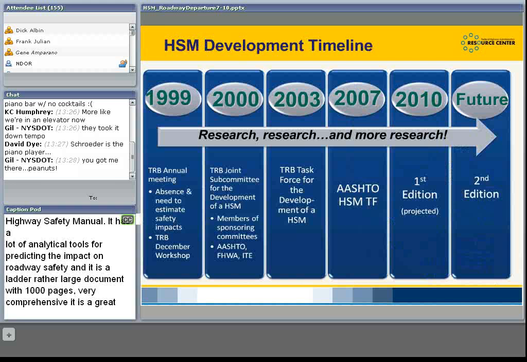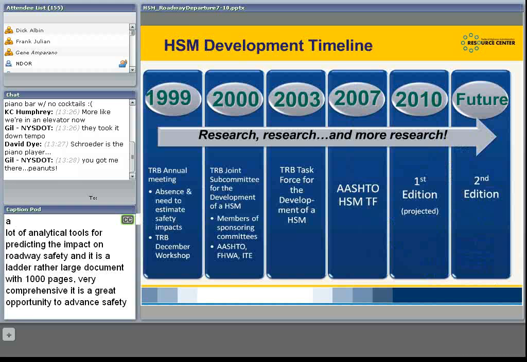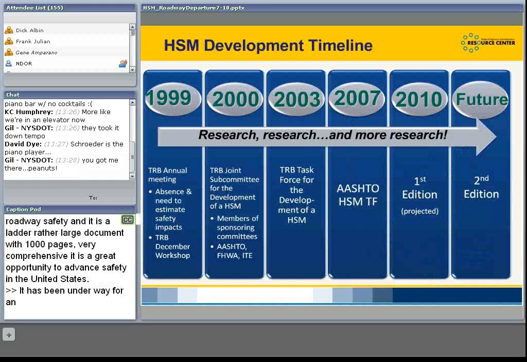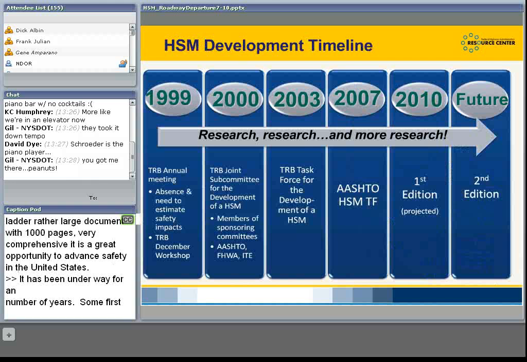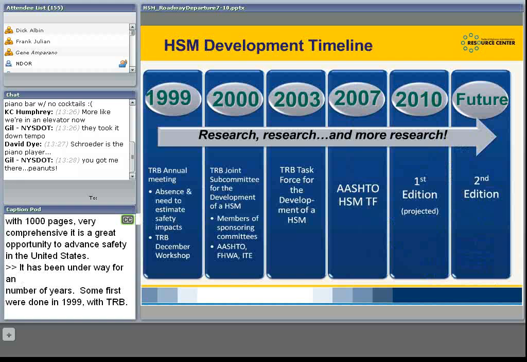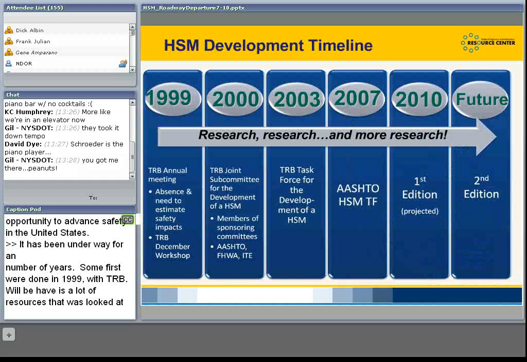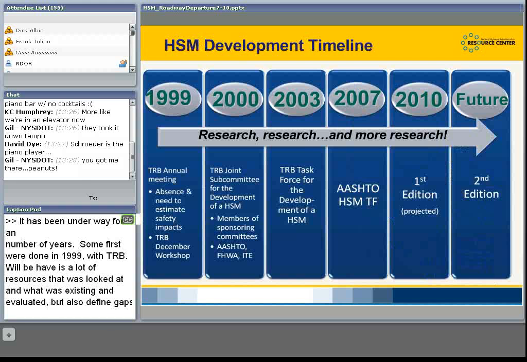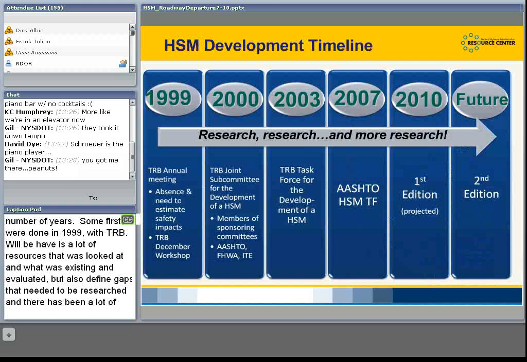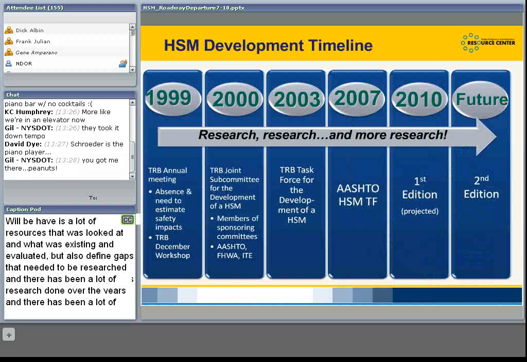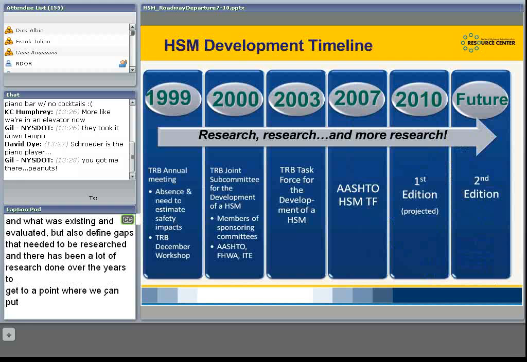It's been underway for a number of years. Some of the first work done back in 1999 started the ball rolling at TRB. And what we've had is a lot of research that was looked at, what was existing and evaluated, but also the defined gaps that needed to be researched. And you can see there's been a lot of research done over the years to get to the point where we can actually put out the first edition in 2010.